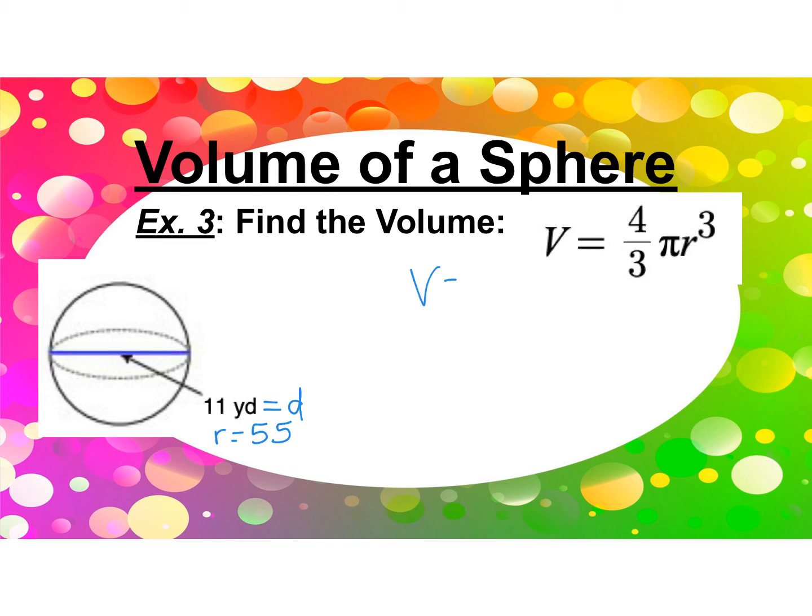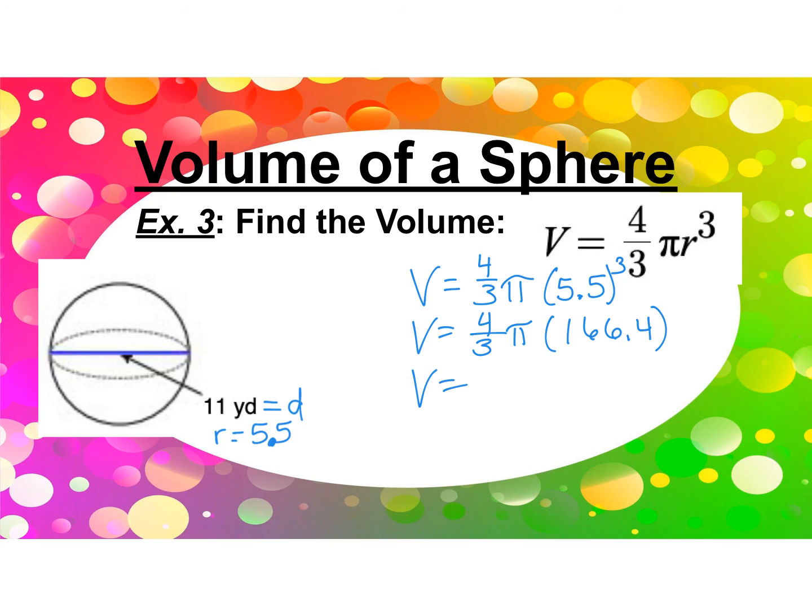I'm going to plug in. So I have volume equals 4/3 pi. 5.5 cubed. When I do that, when I just do the cubing part, and again, you can do it all in one thing on your calculator. That's fine too. 166.4 is what you should get there. Then I do 166.4 times 4 divided by 3, and I get 221.8 pi for my exact answer, and then as a decimal 696.9 cubic yards.